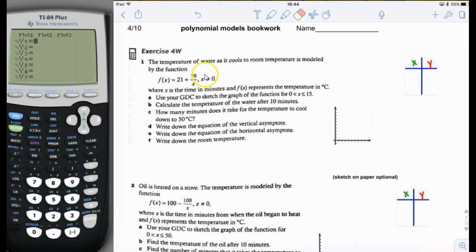Page 4. The temperature of water as it cools to room temperature is modeled by the function, and here we have a function here. And we are going to put this in our calculator, of course, because that's what we do. We can figure out all kinds of things once it's in the calculator.